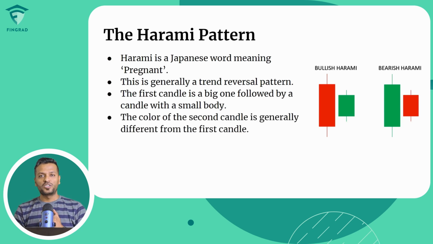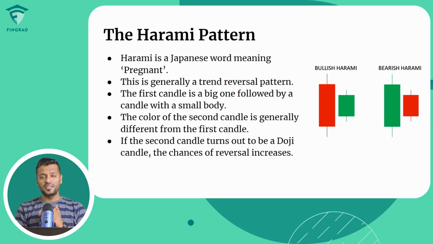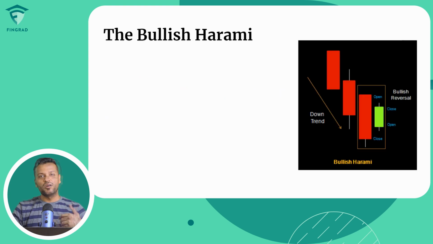In case of a bullish Harami, say the first candle is a red one, then the second candle, which is completely inside, would be a green one. And in case of a bearish Harami, the first candle would be a green one and the second candle would be a red one. Now, this is very important. If the second candle here, the body, if you can see the picture, turns out to be a doji candle, the chances of reversal increase even more because it shows more indecision, and which is where the reversal chances also go up.